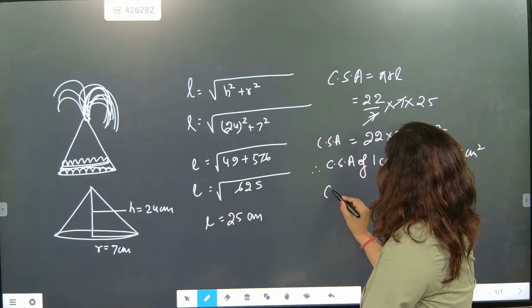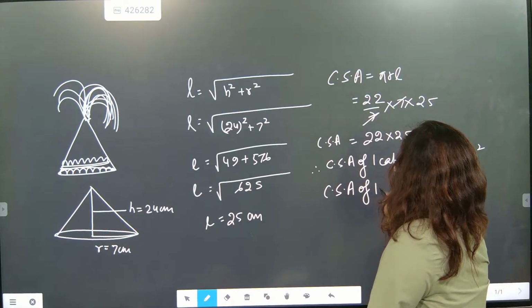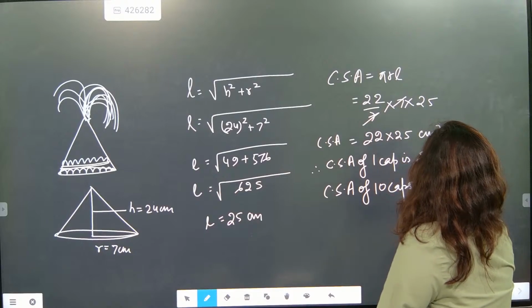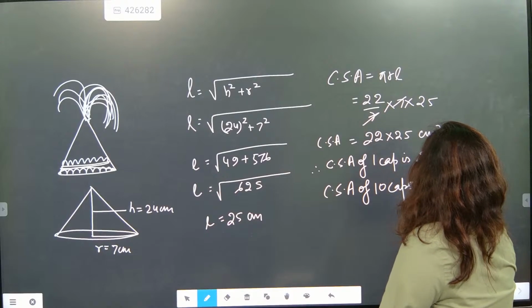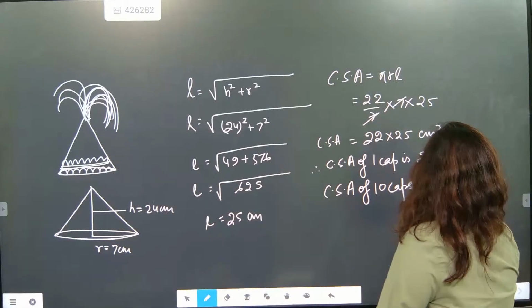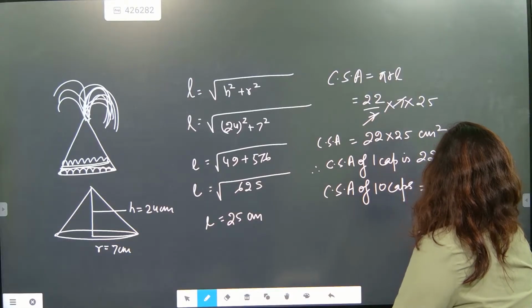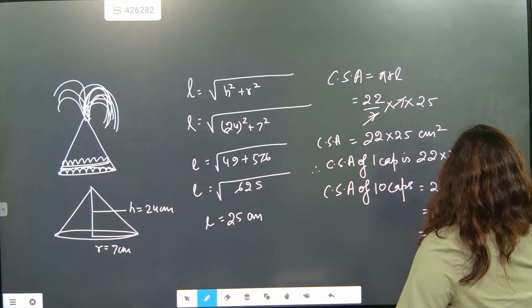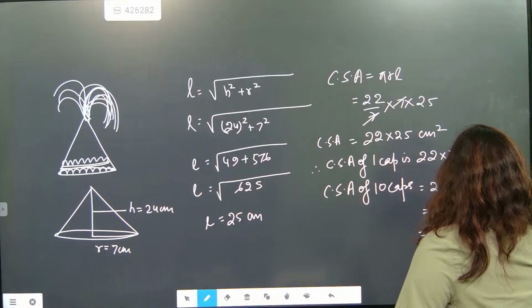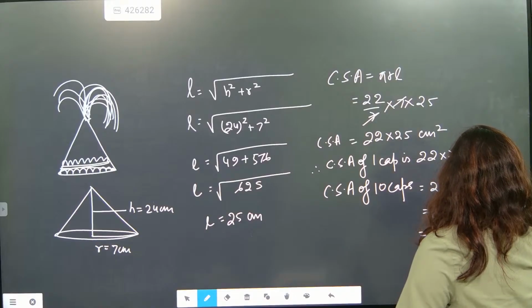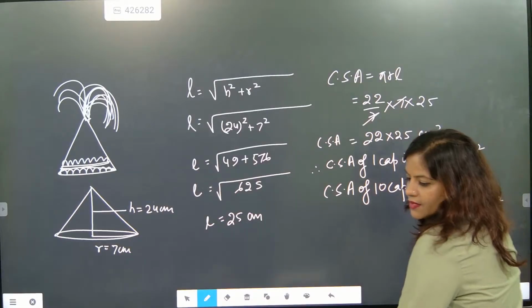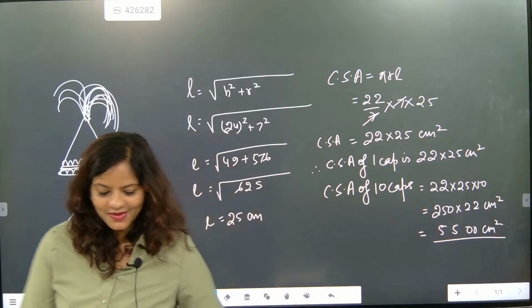Now the CSA of 10 caps is 22 into 25 into 10. So it is 250 into 22 square centimeter. 25 into 22: 2 fives are 10, 2 twos are 4, 1 carried makes 5. It is coming as 5500 square centimeter.